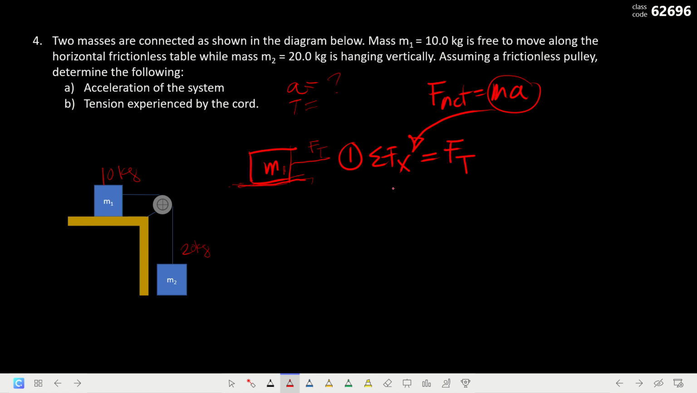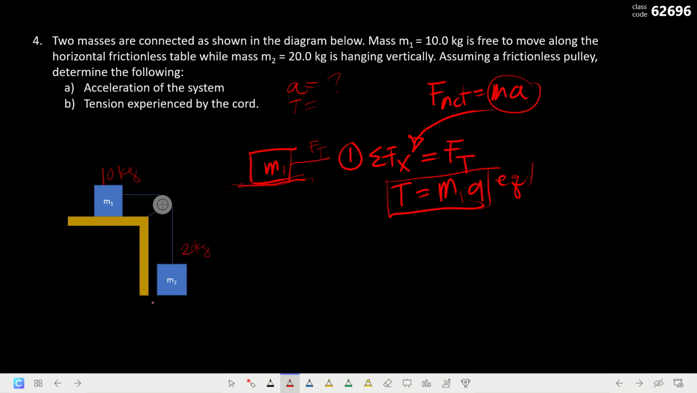So therefore, tension force, or we can just write it as T. If you want, we can just use T instead of F of T. So tension force is equal to, let us replace the summation of F of x with mass 1 times the acceleration. So now we have our equation number 1.